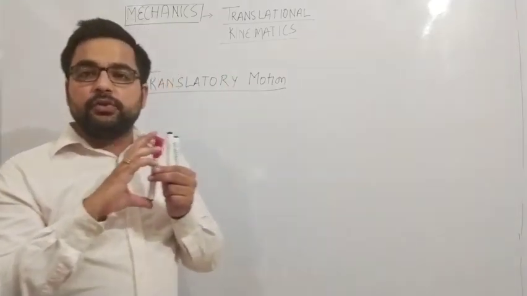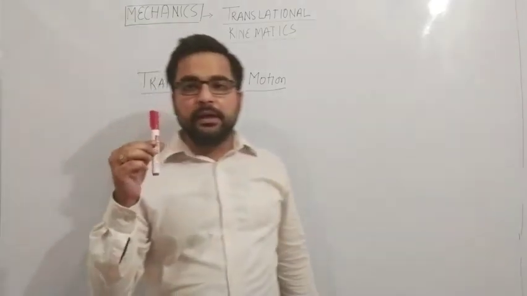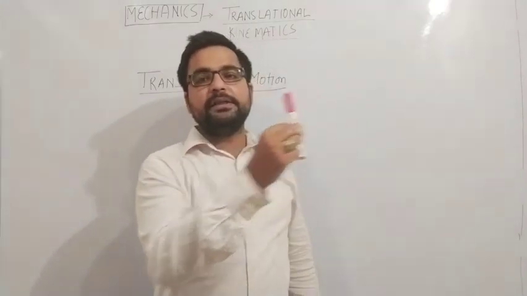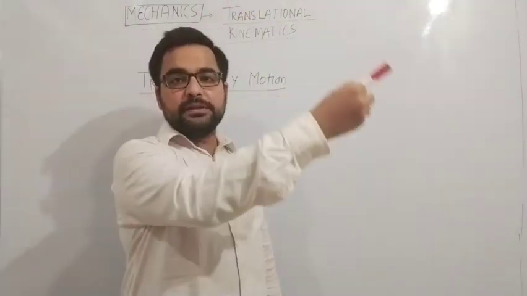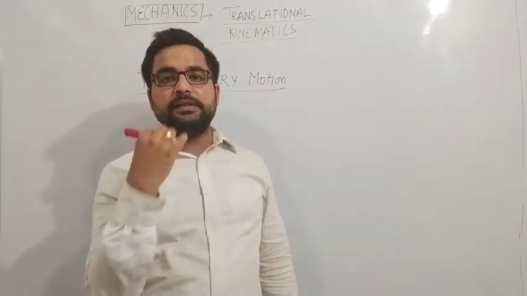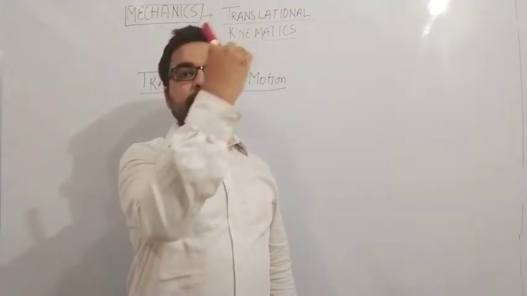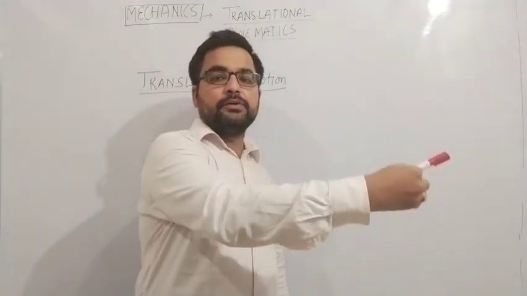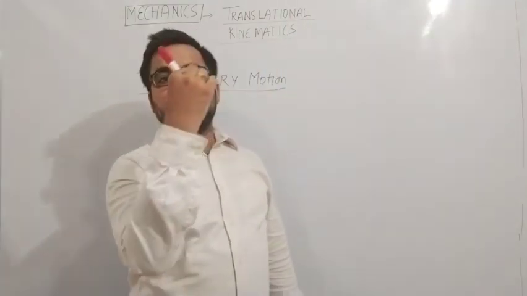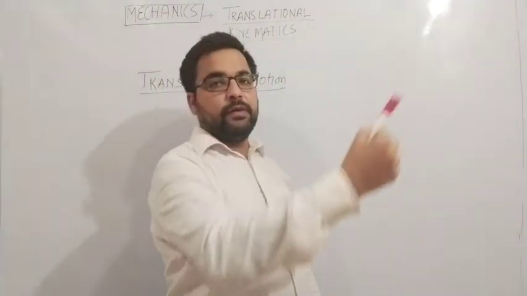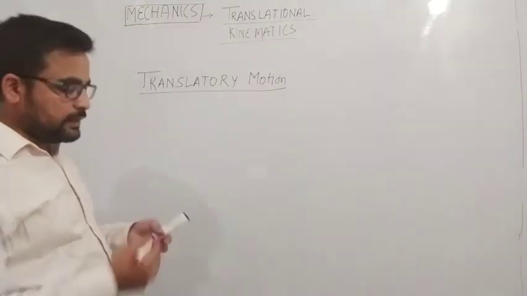So this kind of motion can be a one-dimensional motion, it can be a two-dimensional motion. As in projectile, we see that the body is moving like this, that all the parts of the body are moving in the same way. So that is your translatory motion.